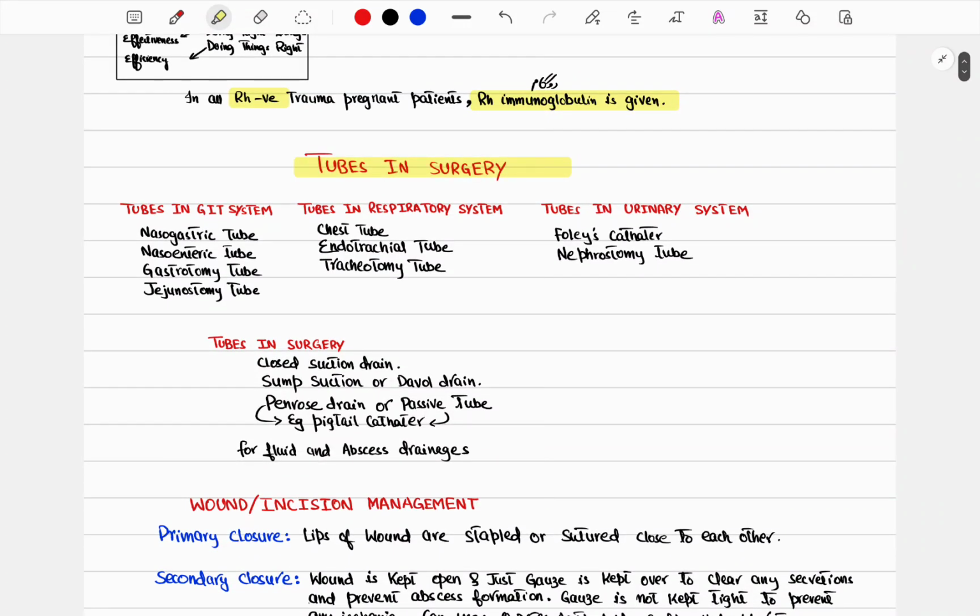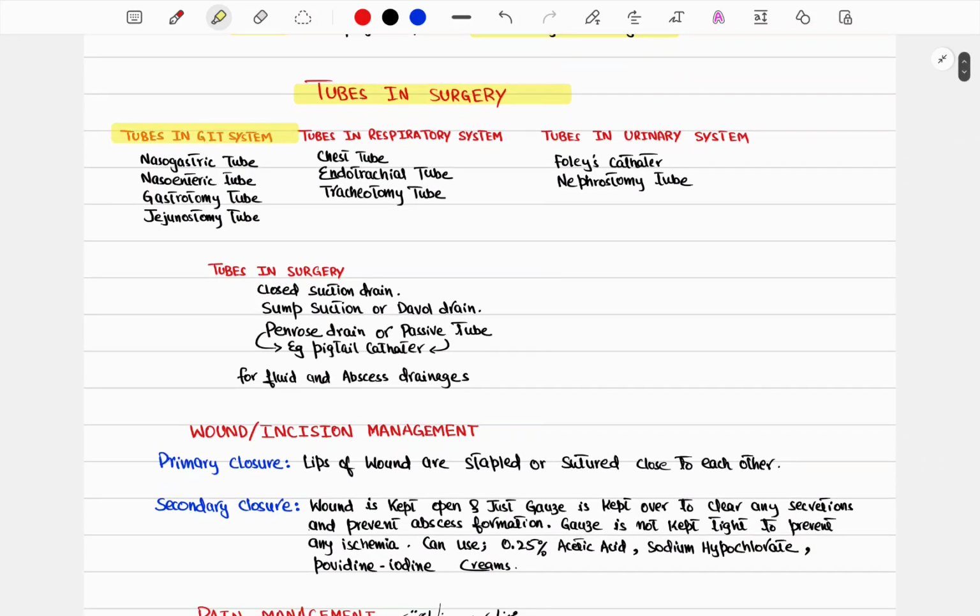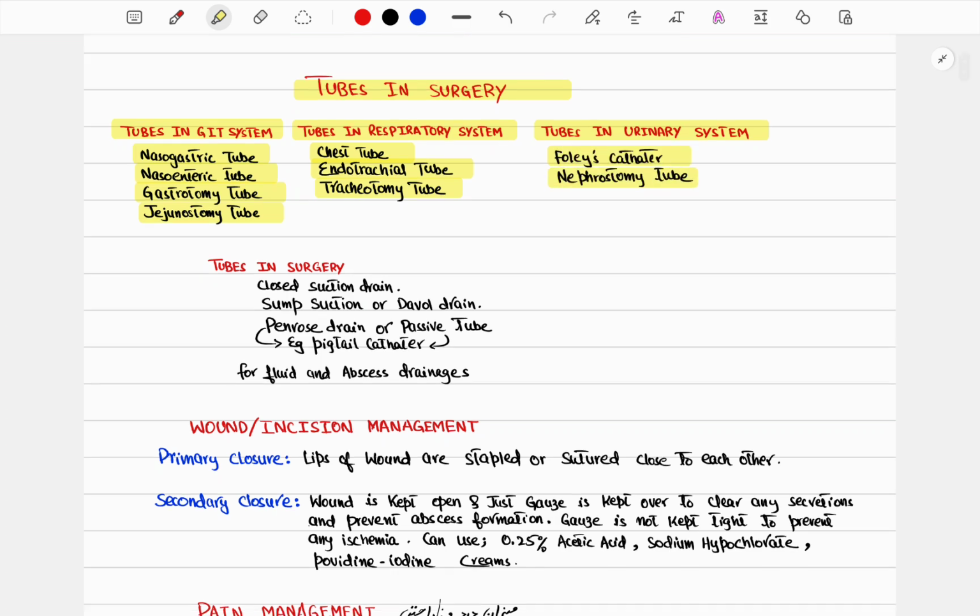Tubes in surgery. Tubes in the GIT system, tubes in the respiratory system, tubes in the urinary system. In the GIT system, some tubes are the nasogastric tube, nasoenteric tube, gastrostomy tube, and jejunostomy tube. In the respiratory system, there are chest tubes, tracheal tube, endotracheal tubes, and tracheostomy tube. In the urinary system, there is Foley's catheter and nephrostomy tubes.